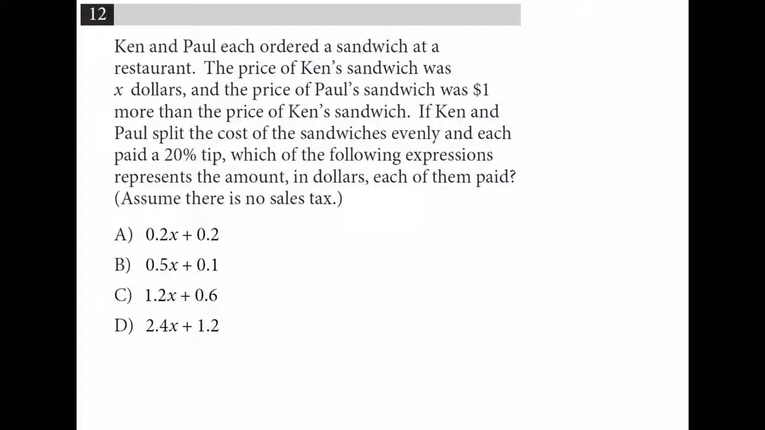Number 12. Ken and Paul each ordered a sandwich at a restaurant. The price of Ken's sandwich was X dollars, and the price of Paul's sandwich was $1 more than the price of Ken's sandwich. If Ken and Paul split the cost of the sandwiches evenly and each paid a 20% tip, which of the following expressions represent the amount in dollars each of them paid?